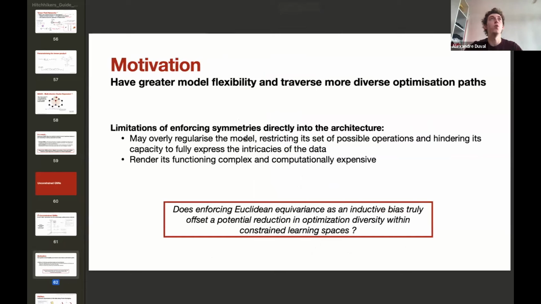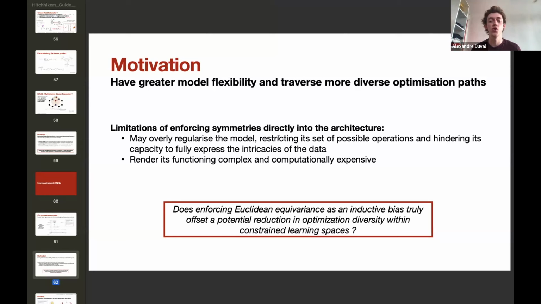And maybe we will add a bit of motivation here. The underlying idea behind this kind of models is that you want to offer greater flexibility to the model and let it traverse a more diverse optimization path. Why? Because if you apply either invariant or equivariant methods, you're going to impose symmetries and some constraints on the model design. So for invariant methods, we just pre-compute scalar quantities and only process this as the geometric information.